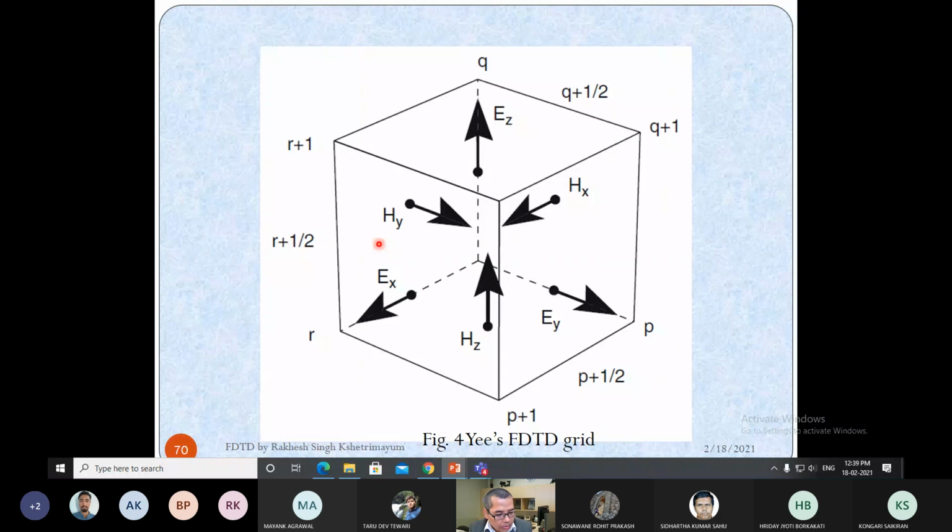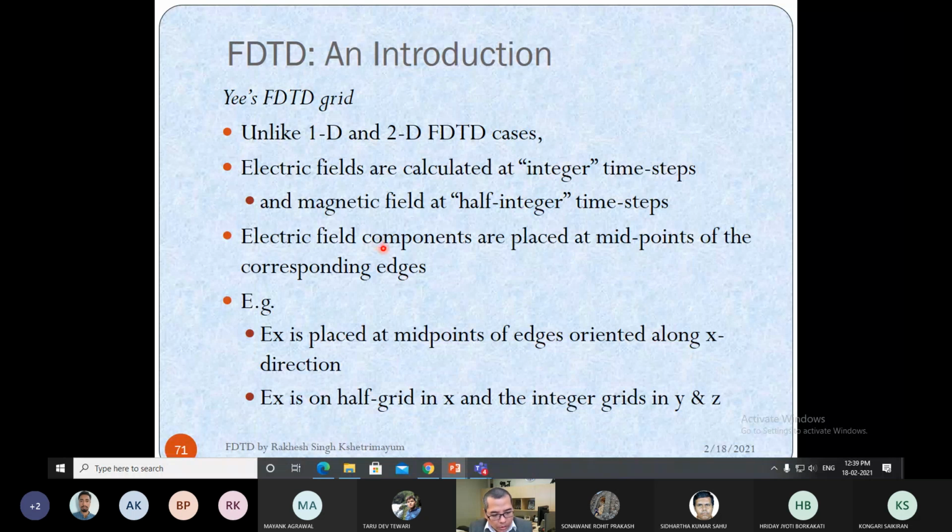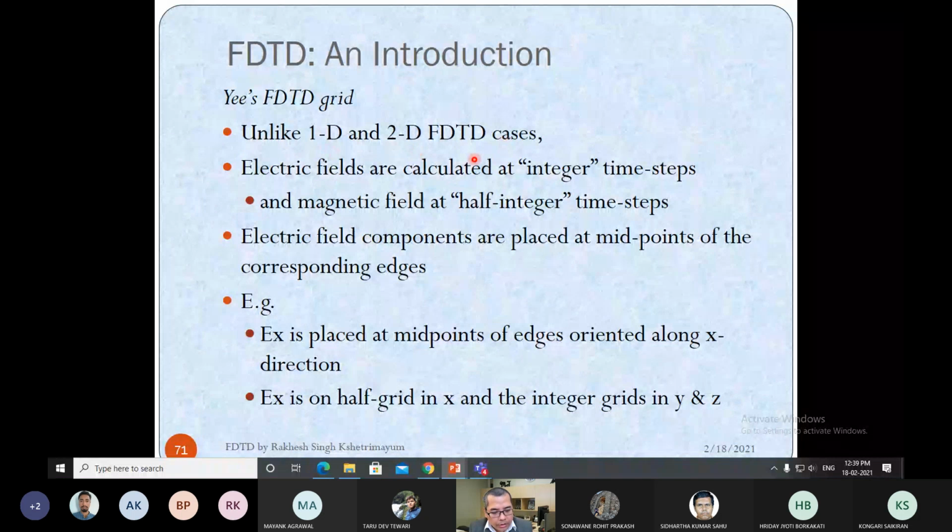Okay, so let us go back to the update equation. There are a few things you need to remember here. Unlike 1D and 2D FDTD cases, electric fields are calculated in integer time steps, and magnetic fields at half integer time steps. When you write the update equation, all the electric fields will have integer time steps. All the magnetic fields will have half integer time steps. So you need to just remember this.